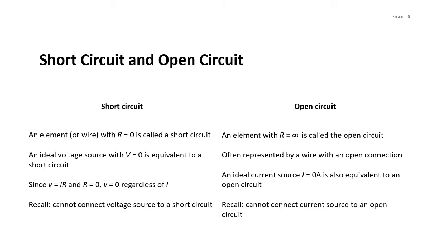Here is a summary table to compare the short circuit and open circuit, with the two extreme values of R. Basically, the ideal voltage source with V equals 0 is equivalent to a short circuit, whereas an open circuit is often represented by a wire with an open connection. We cannot connect a voltage source to a short circuit, and we cannot connect a current source to an open circuit.